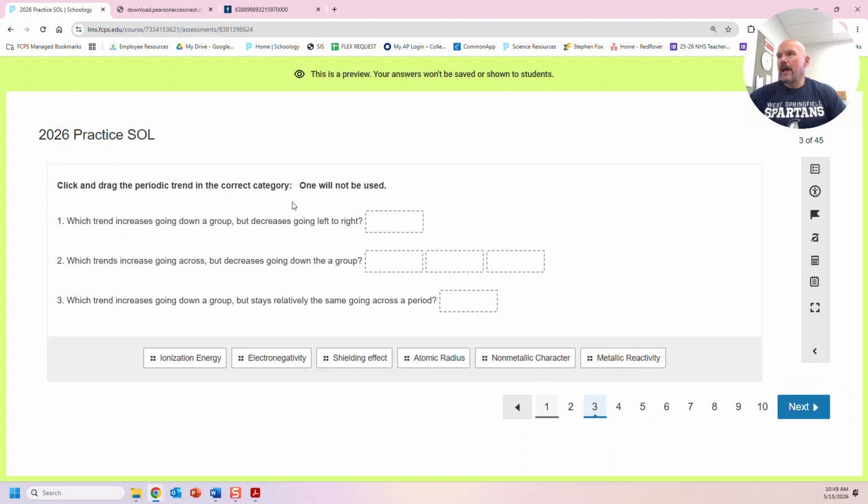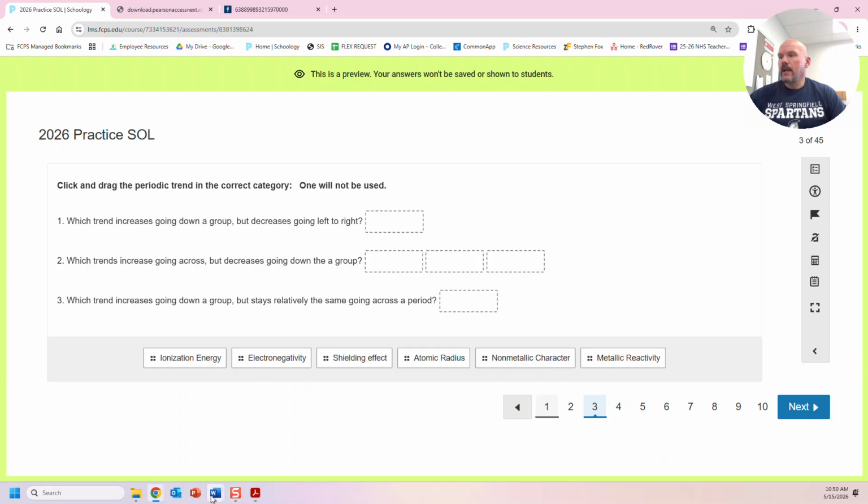All right, so here we got a drag and drop, okay? And it's about the periodic trends. The main trends you want to be familiar with are ionization energy, electronegativity, shielding effect, and radius. And if you remember, radius is the snowman. And then if you remember, electronegativity and ionization energy are opposite the snowman, right?